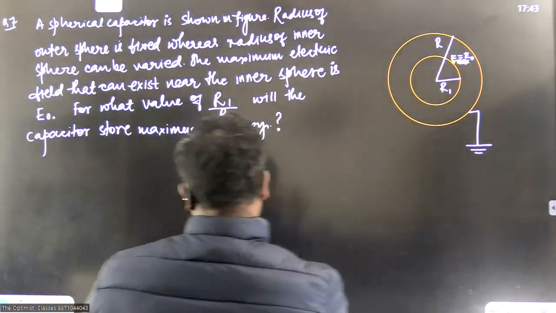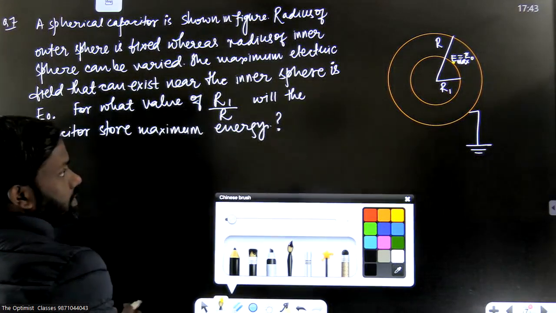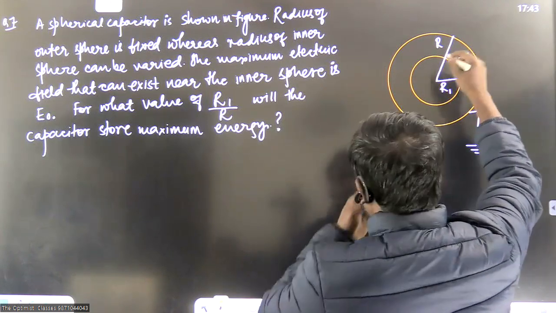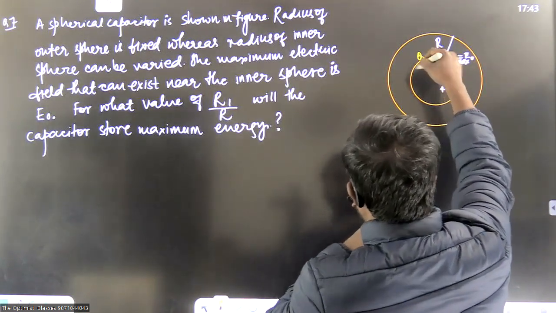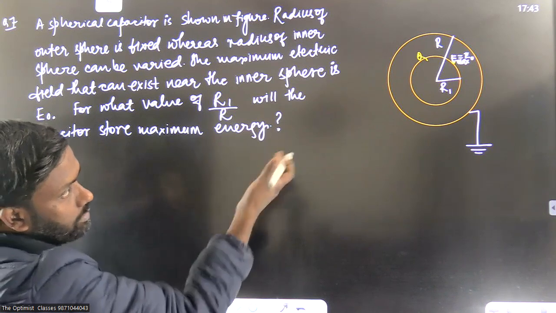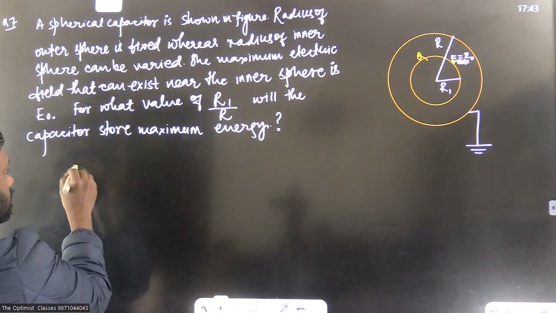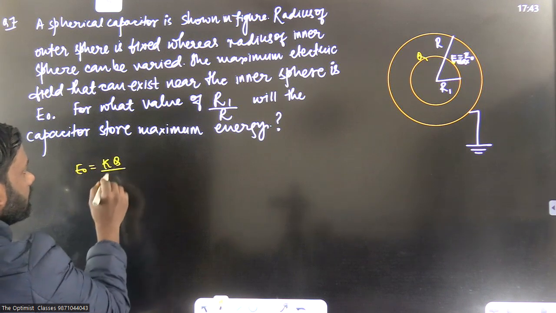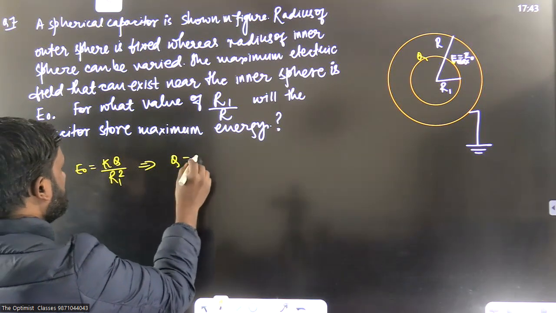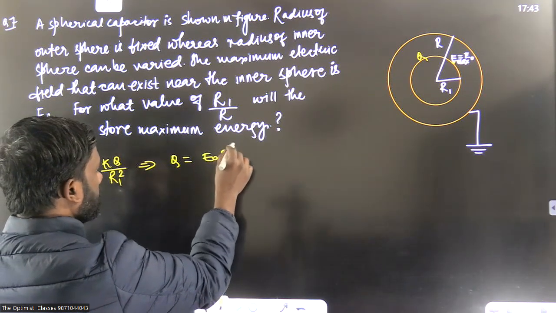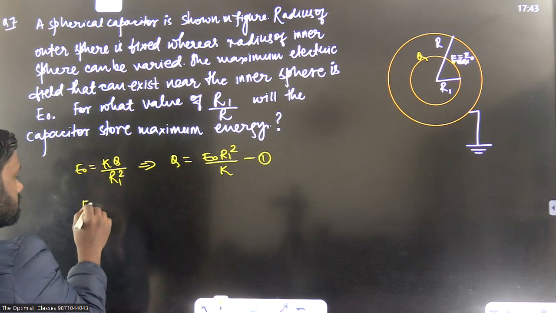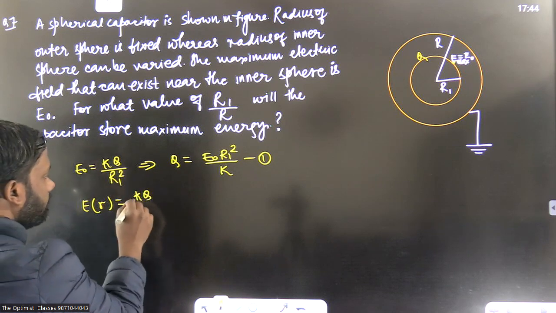Obviously, it will store maximum energy when this electric field becomes maximum. We can say that we put maximum charge. Suppose Q is the maximum charge. If we put maximum charge Q here, we get maximum electric field near the inner sphere, which will be equal to E naught, and E naught will be equal to KQ divided by R1 square. Therefore Q will be equal to E naught into R1 square divided by K. Let's call it equation number 1. Now let's calculate energy. The electric field at some arbitrary point R will be equal to KQ divided by R square.